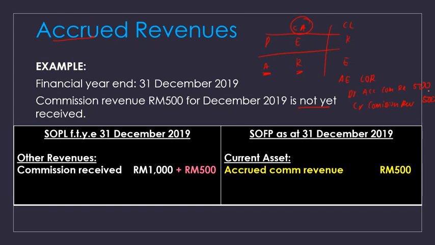So bila you credit commission revenue ni, maksudnya revenue you bertambah. Bila revenue you bertambah, revenue hanya berada di dalam SOPL. So maksudnya dekat SOPL you kena tambah lah ni, tambah 500 untuk adjustment dia. So dekat current asset ni, this one SOFP, you hanya perlu tulis je under current asset tu accrued commission revenue RM500. Macam tu. Okay, itulah adjustment yang you all perlu buat.